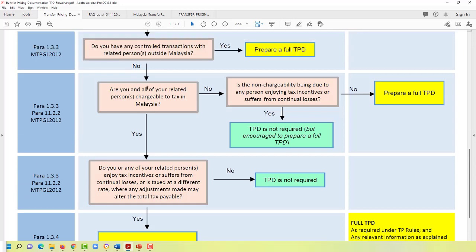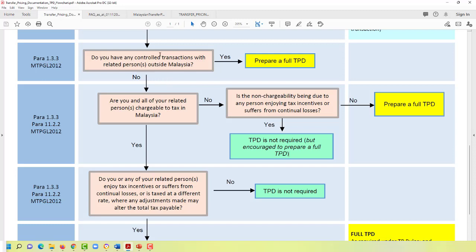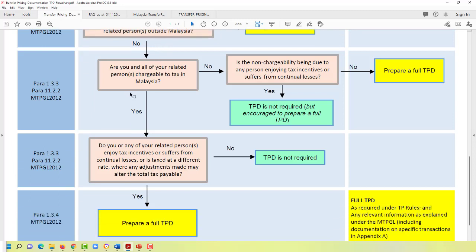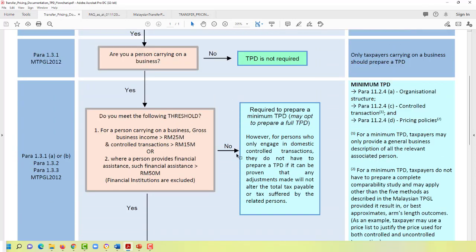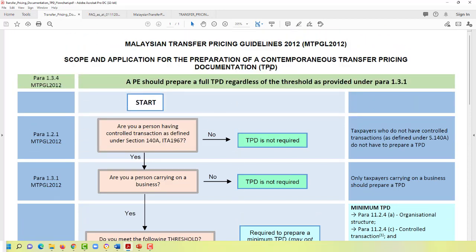Now back to the question just now. If you have transactions with an overseas associated person and they are all chargeable to tax in Malaysia, then you have to ask the next question: do you or any of the related persons enjoy a tax incentive, suffer losses, or are taxed at a different rate, where an adjustment may alter the total tax payable? If these adjustments could cause the tax payable to be different, then yes, you have to prepare a full TPD. But if not, then a TPD is not required. So that is basically a chart that will guide us to decide whether or not contemporaneous transfer pricing documentation is necessary.